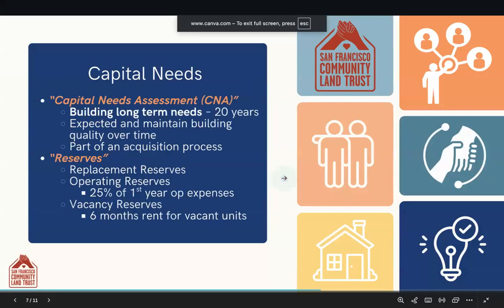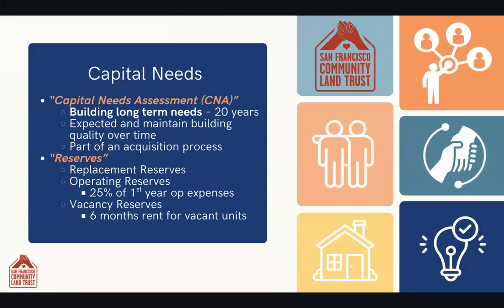Back over here, capital needs. Okay, this is exciting, I think. So when we acquire a building, we have a capital needs assessment done on the building before we close on it. It's another requirement by the city, but it's extremely helpful for us because what this company does is they go and they look at the building, they assess it, and they document everything that will need to be repaired over the next 20 years, or actually indefinitely.